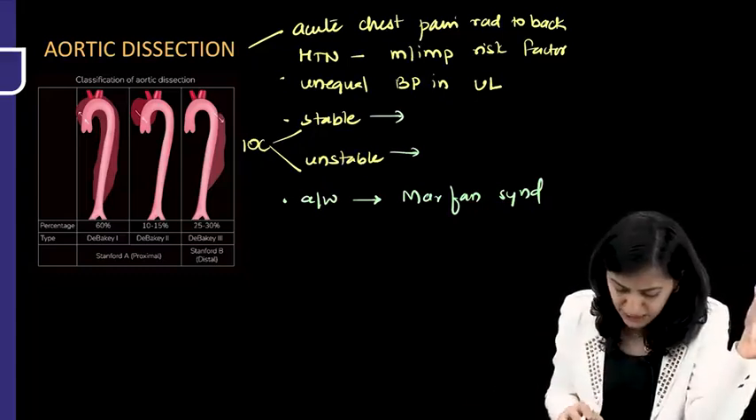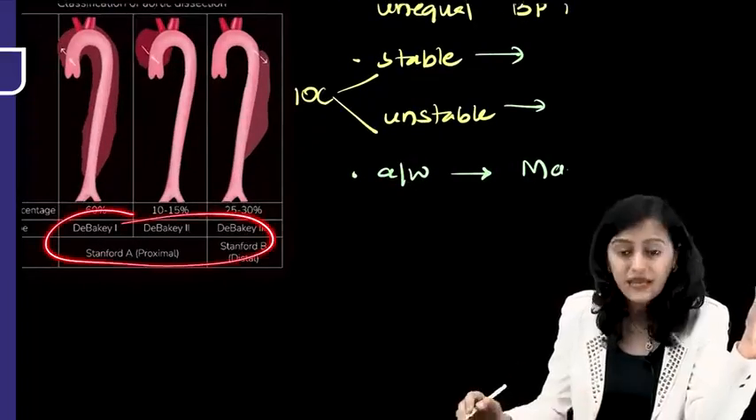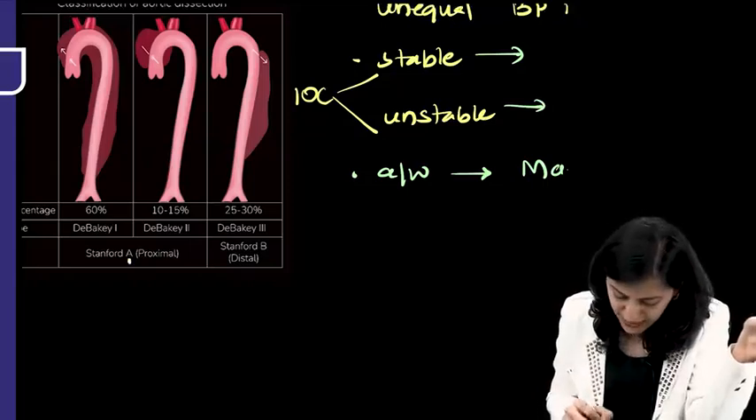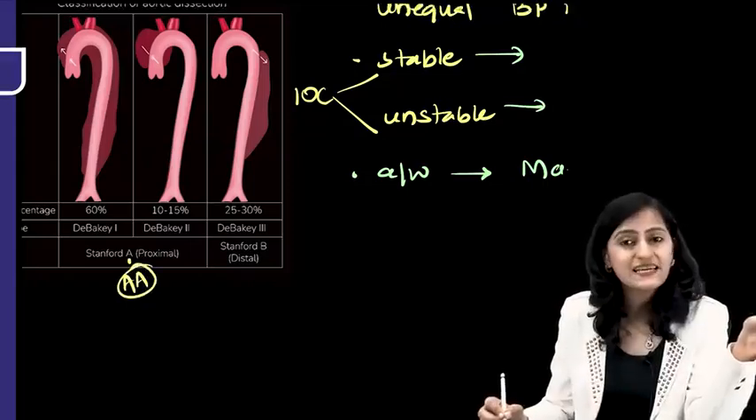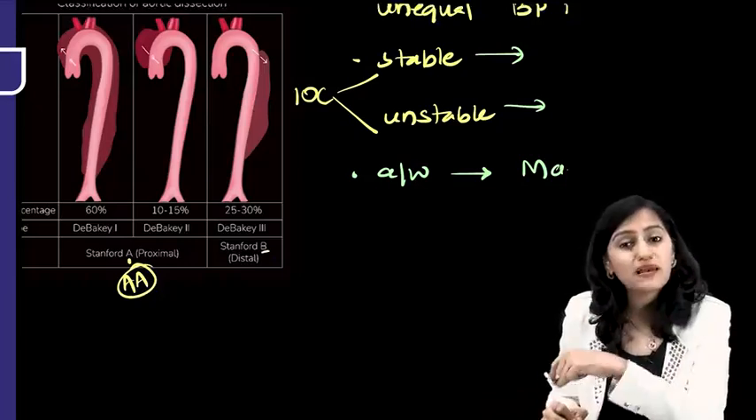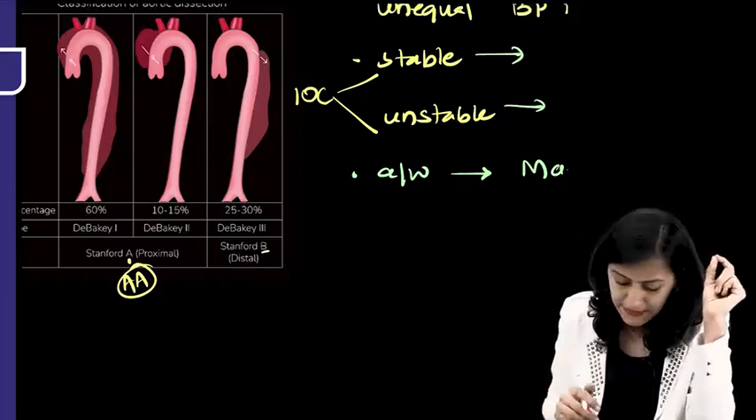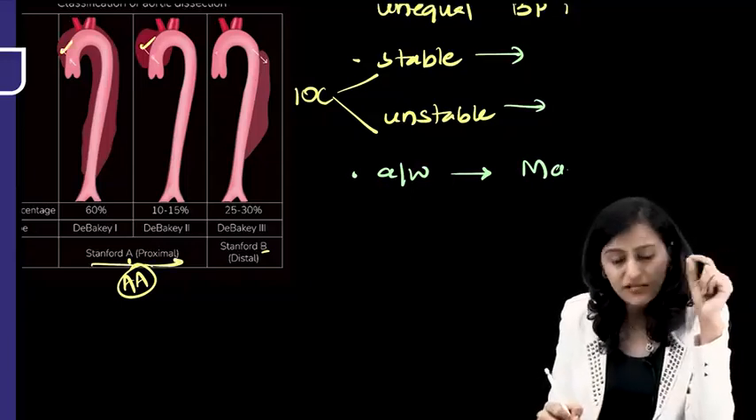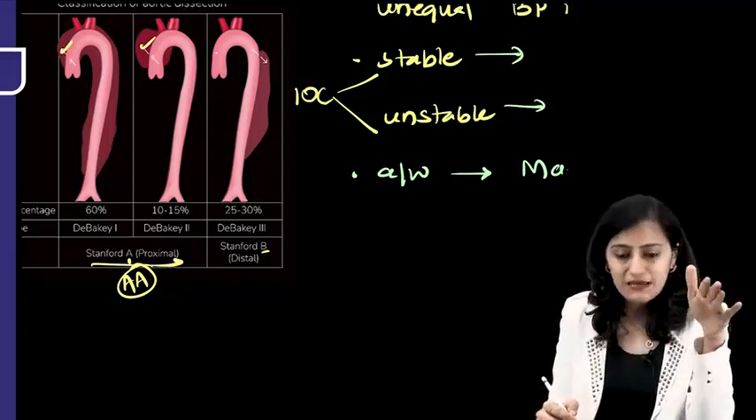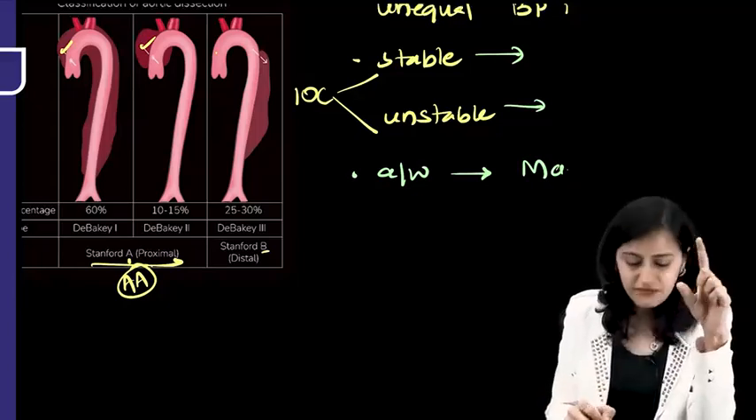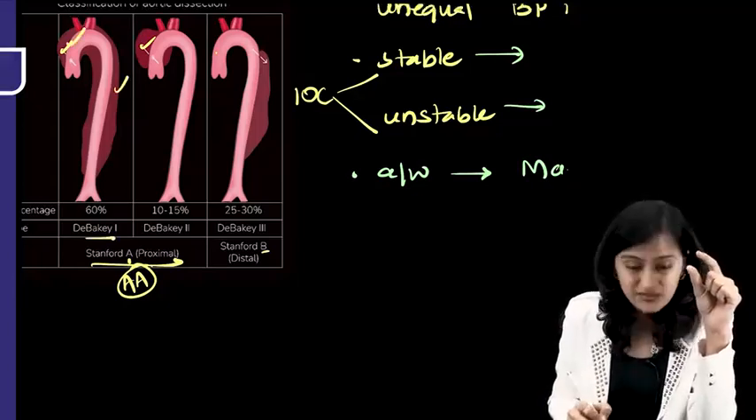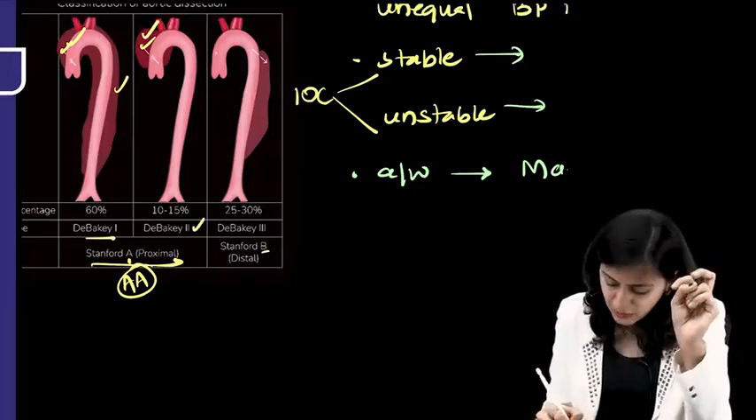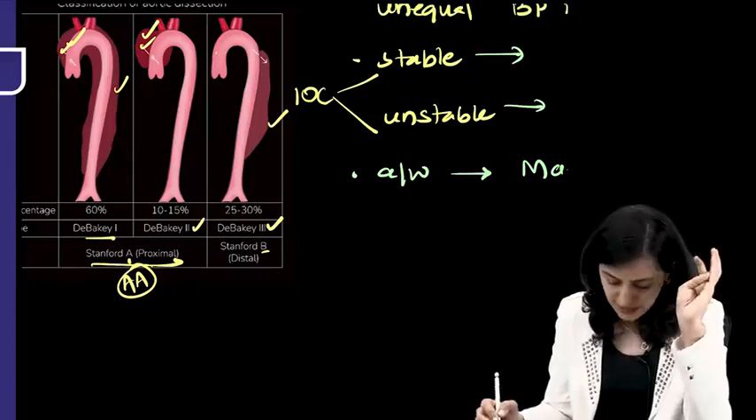The classification that we use for aortic dissection is the DeBakey and the Stanford classification. So we have Stanford A. A for AA, ascending aorta involved. B for below the ascending aorta. Okay. So when the ascending aorta is involved, it is Stanford A. When it is not involved, it is Stanford B. In DeBakey, start with the most severe, ascending plus descending both, that is DeBakey 1. Only ascending is DeBakey 2 and only descending is DeBakey 3.